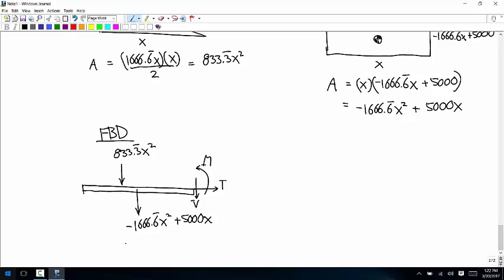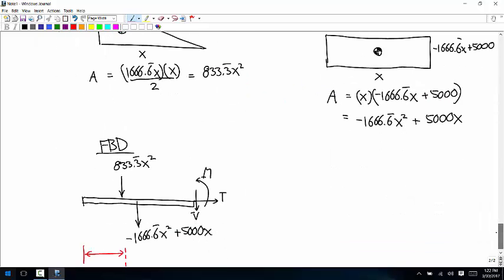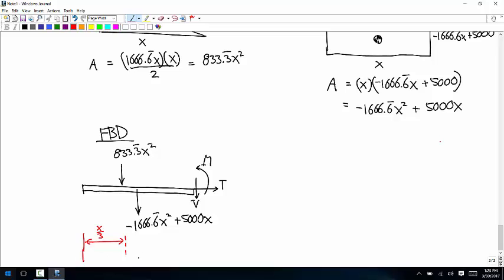And the distances to these things: what's the distance from the left end to where the point force from the triangular distributed load acts? X over 3. And what's the distance from the left end to where the other one acts? That's x over 2. And then the whole thing has a length of x.